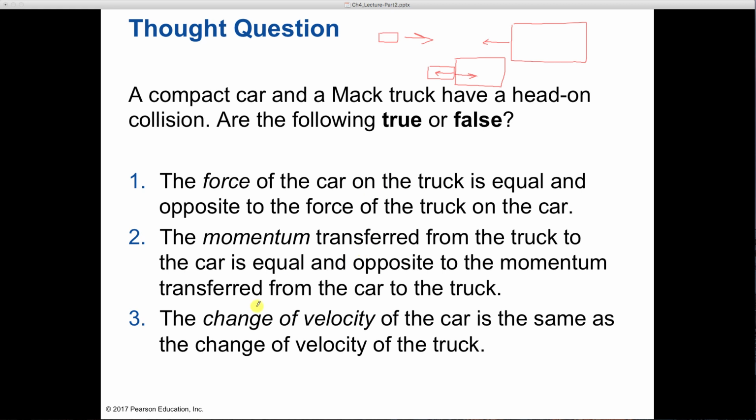Okay? And then the change of velocity of the car is the same as the change in velocity of the truck. Well, that's probably not true, right? Because it's not changes in velocity that are related to forces. It's changes in momentum that are related to forces. Mass plays a role as well. So let's see what the answers are.